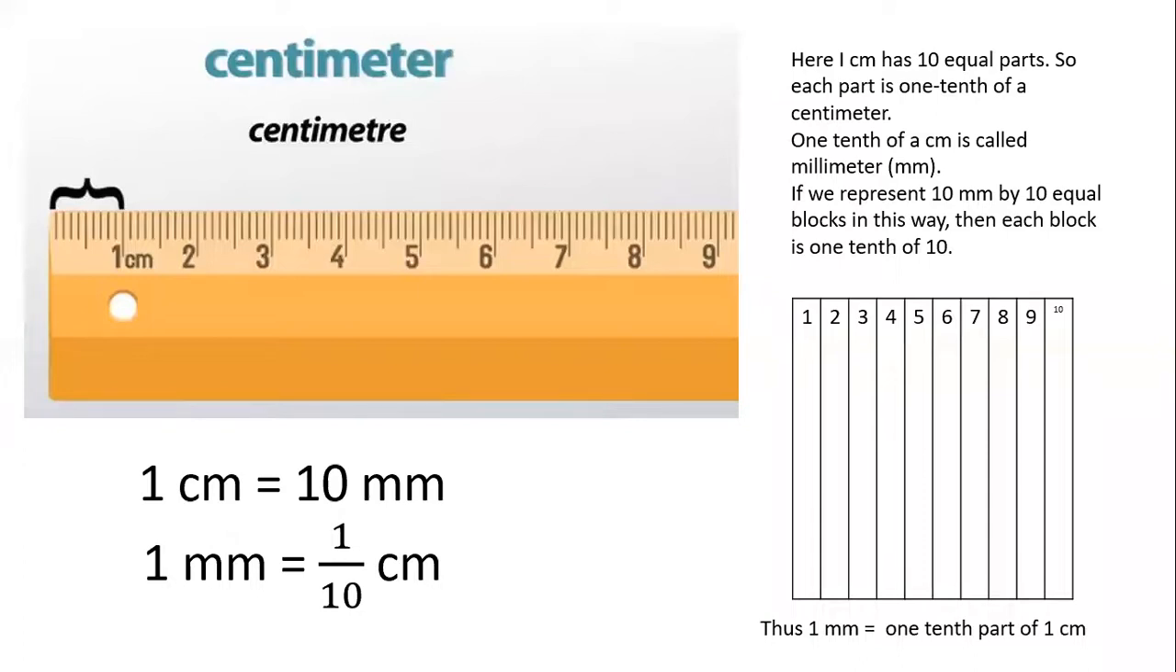1 centimeter is 10 millimeters. 1 millimeter will be 1/10th of the centimeter. 1/10 we write as 0.1. 1 meter is 100 centimeters. Then 1 centimeter will be 1/100th portion of the meter. 1/100 we write as 0.01. 2 zeros means 2 decimals.